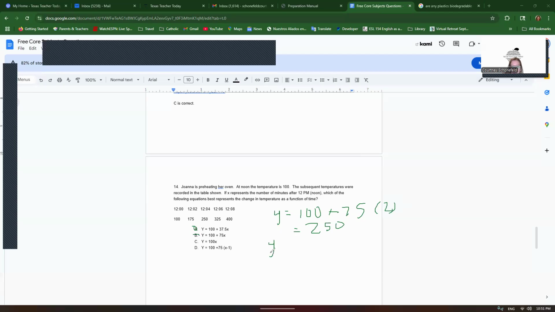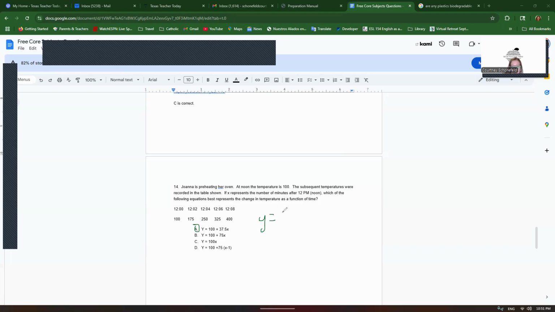We already know that y equals 100 times x can't be right because y equals 100 times 0 minutes after noon, times 0, would be 0. But the temperature is not 0, it's 100. So C is wrong. Now let's look at D. I'm going to leave A circled because we think A is right. But let's look at D.